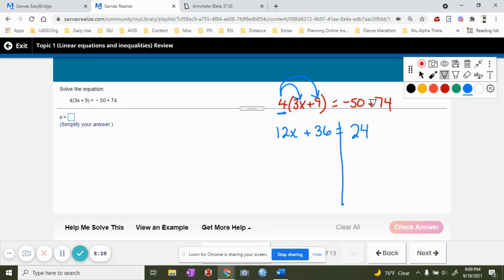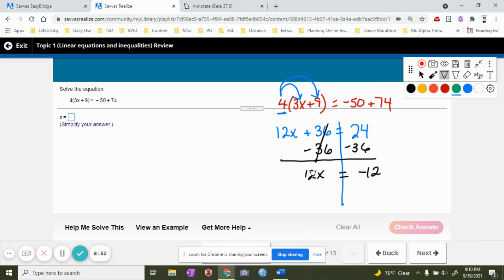Now we have simplified both sides of our equation, so the next thing I am going to do is undo my constant. I am going to undo positive 36, adding 36 here, by undoing it with subtraction. So I am going to subtract 36 from both sides, and we get 12x equals negative 12.